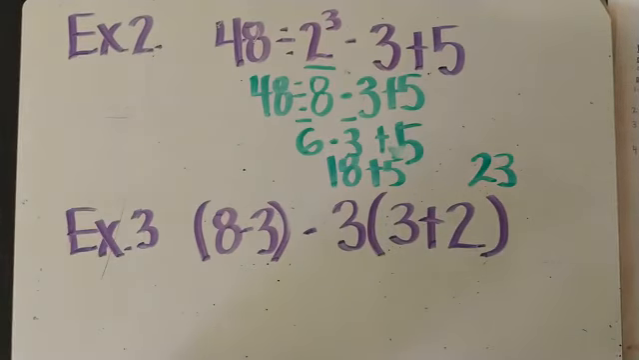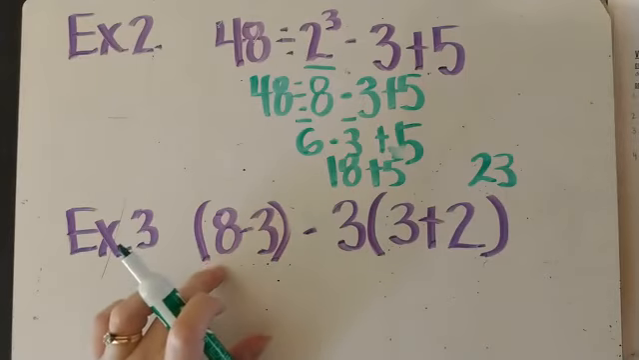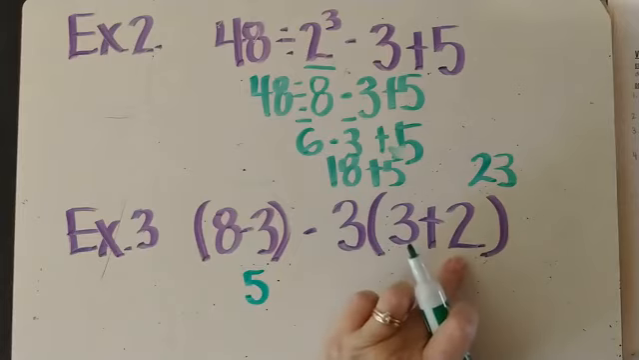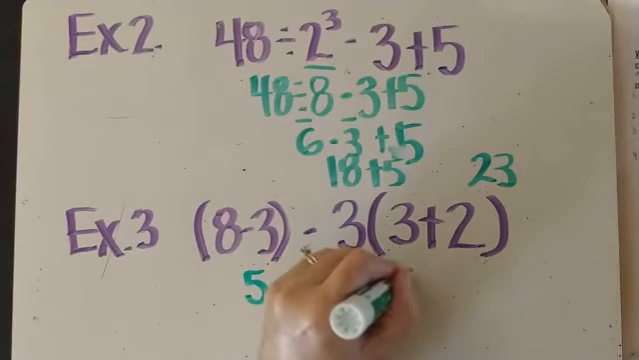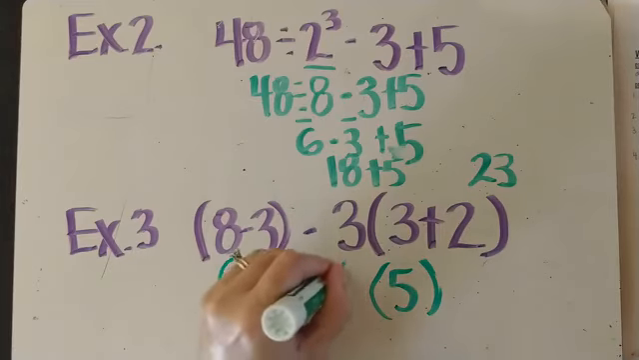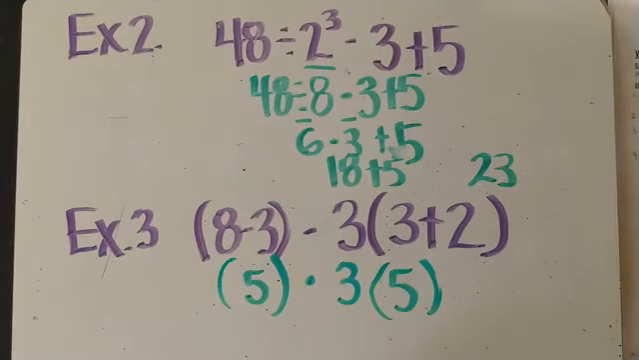Example 3, go across to the right side of your notes. What do we look for first? Parentheses. We have 2 sets of parentheses. We can do them both in the same line. First of all, 8 minus 3 is 5. 3 plus 2 is 5. Bring down the rest of your problem.